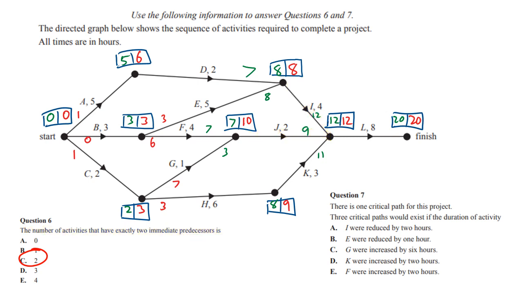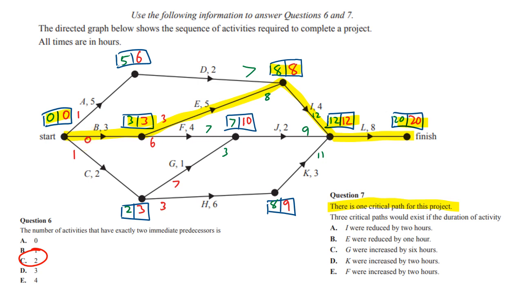The next part is a bit harder to explain. There is one critical path for this project. Let's check. These are all the ones that have no float, therefore they must be on the critical path. And we've got a 0 here, so we're going to go through here, up here, down here, and along here. So there we go, we've got our one critical path.